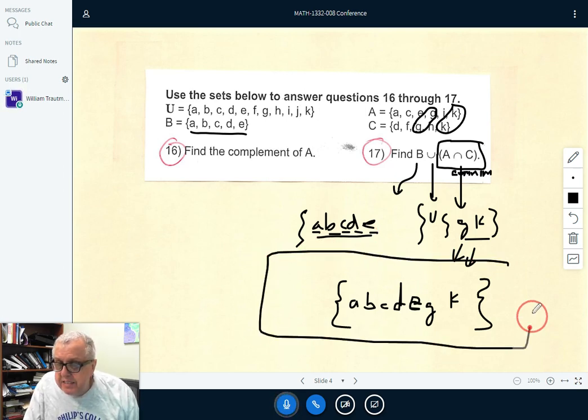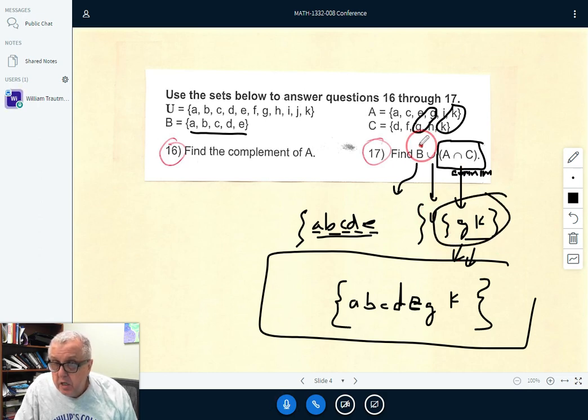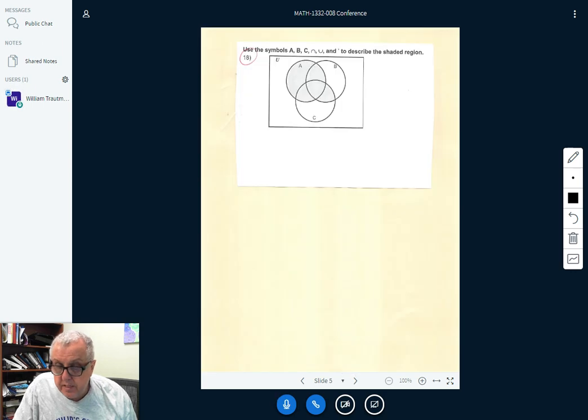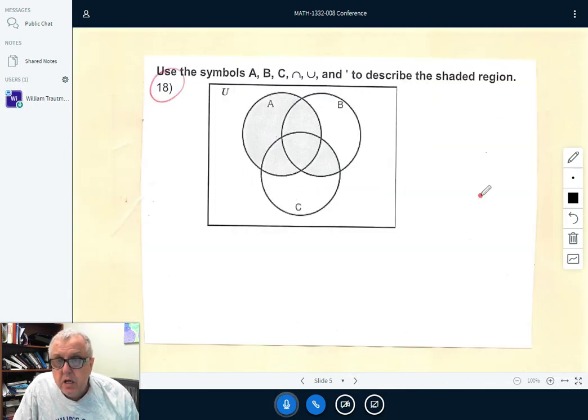So this is the answer. I did the A intersect first and got this. I know B is this because I got that from up here. And then I unioned the 2, did a marriage of the 2, and this is what I got. A, B, C, D, E, G, K. Okay. Next problem.